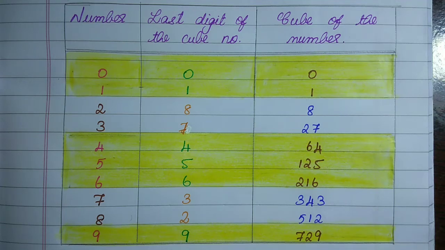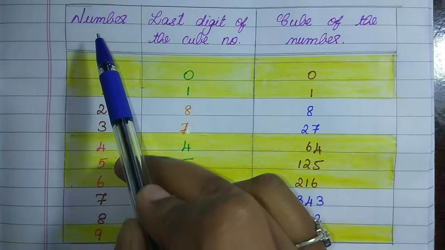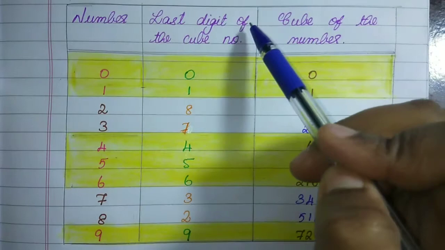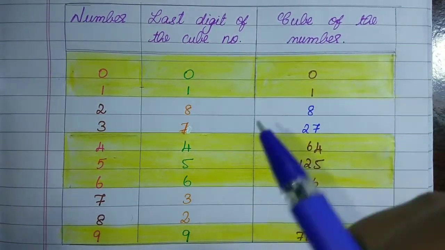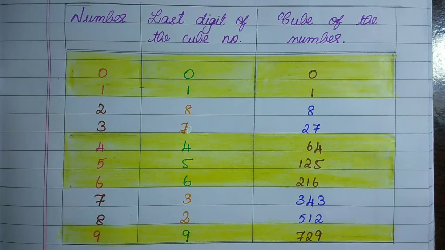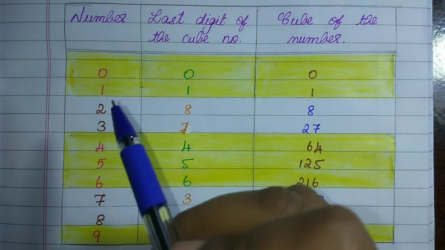So now you all might wonder, what is this? Half the table is colored and half is not. That is the trick you have to know. Now let me explain the columns first. I have written here: number, last digit of the cube number, cube of the number. Now let me tell you why I have written all these. This is a trick you have to know.